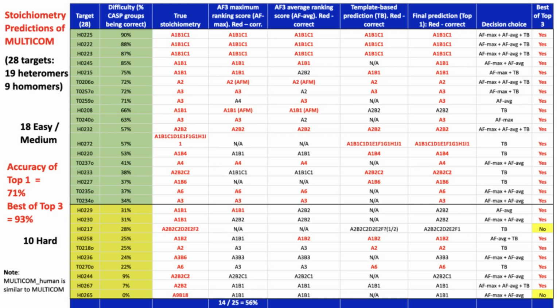And here's how we make predictions. Then if you consider the best of top 3 stoichiometry prediction, actually it's very high, 93%. We only missed 2 of them. One is because it's too big. Another one is because we never thought it's such a big complex. So now I'd like to show you some examples.